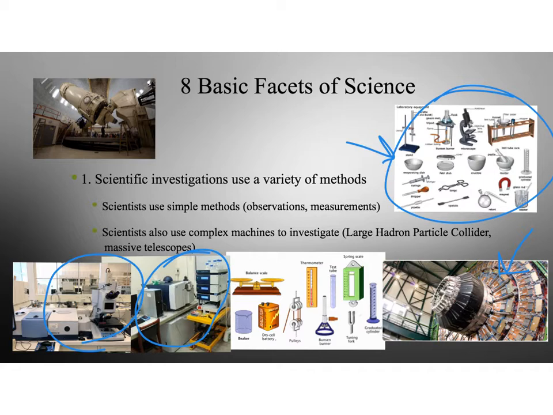So scientists can use a super variety of different methods. In fact, astronomers may use huge telescopes, like the one maybe if you've seen in the Griffith Observatory in Los Angeles or the Palomar Observatory down in San Diego. Huge telescopes to observe and see what's going on in our universe. So that's our first facet of science, is using a variety of different methods in order to answer questions.